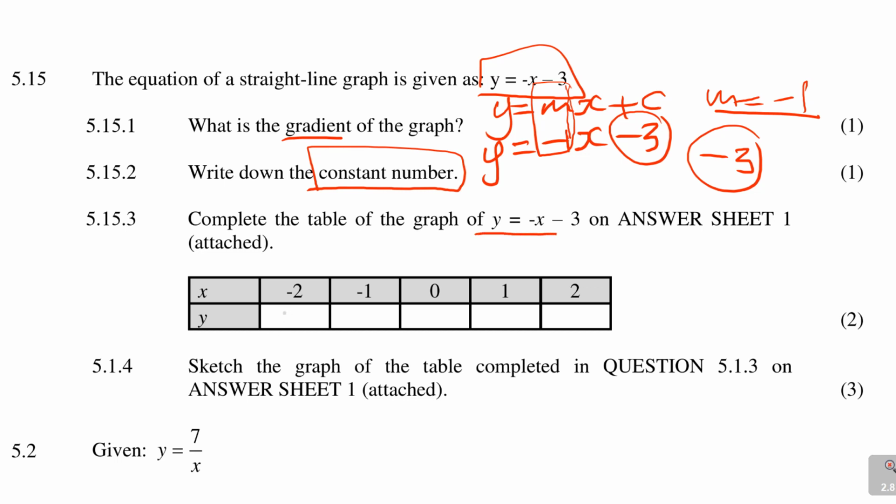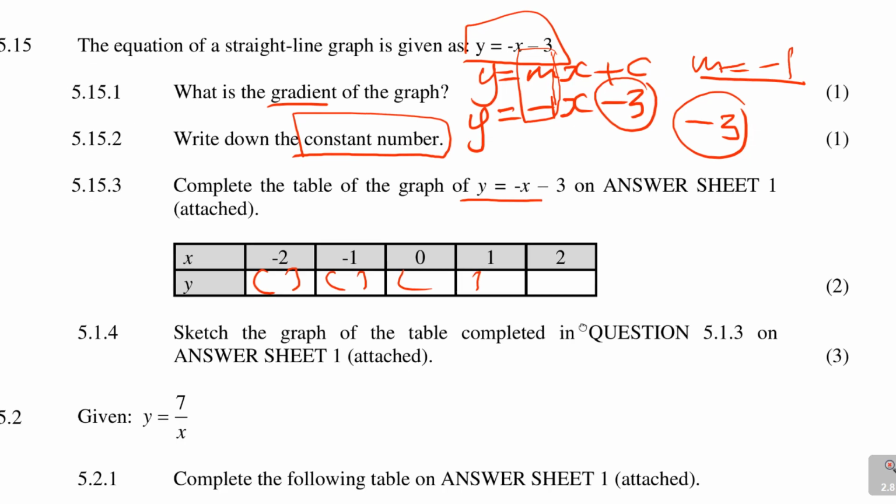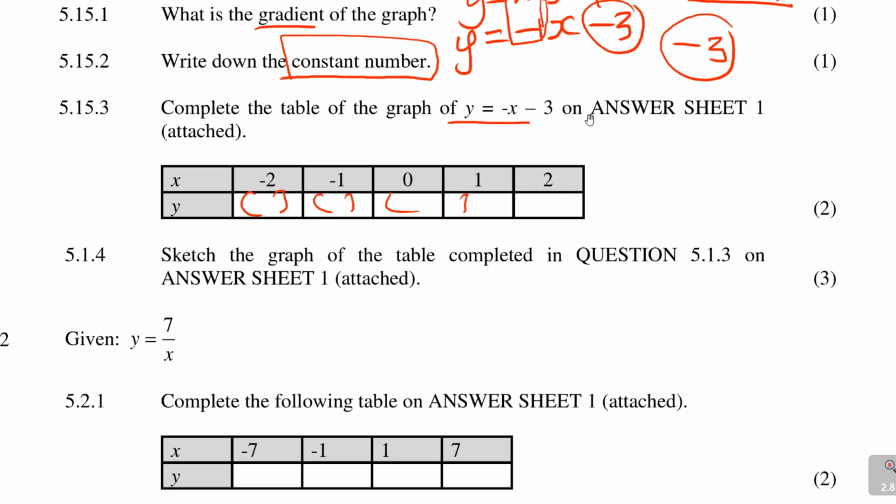I think here you said you don't have a problem doing this. Am I right? No, these ones I did today. So yeah, that is it. And then it says, sketch the graph on the table completed. So even sketching of the graph, I think is standard, it is a straight line graph.